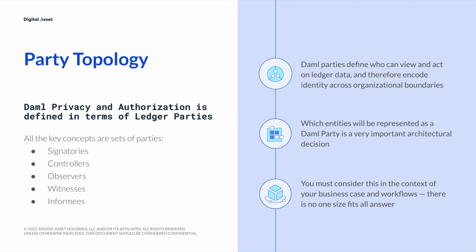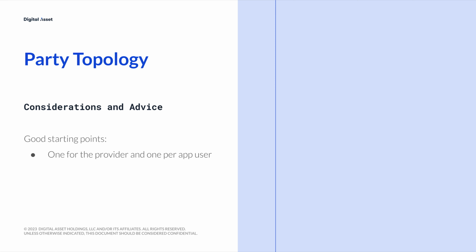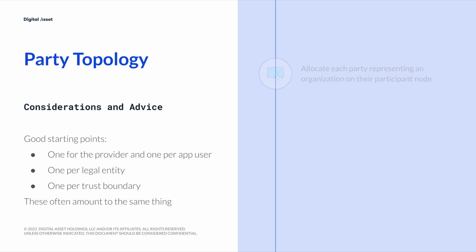There is no single answer to this question. Your decision is going to depend both on your business case and the way you implement the business workflows using Daml. A good starting point is to use one party for the app provider and exactly one for each of the app users. It is not uncommon for this to correspond to one party per legal entity, and consequently one party per trust boundary. As a good default, each of these parties is allocated on the respective organization's participant node and represents that organization in on-ledger workflows.